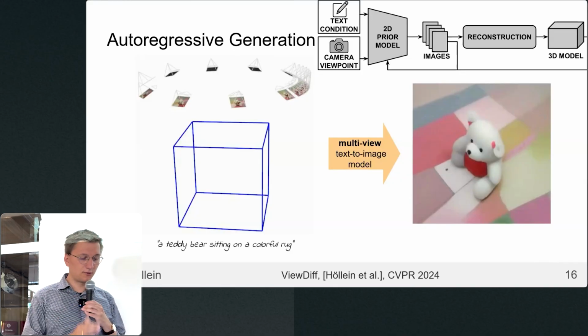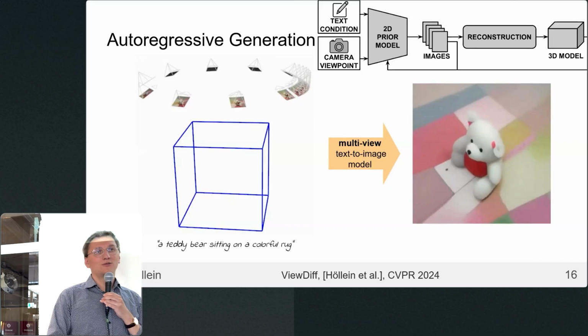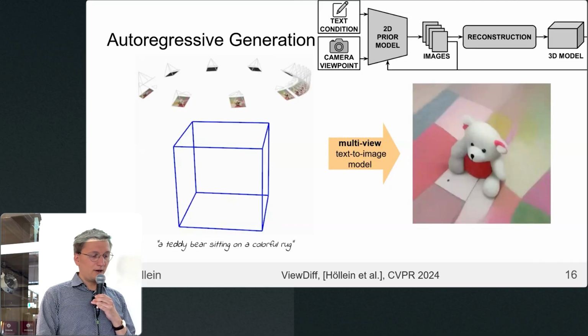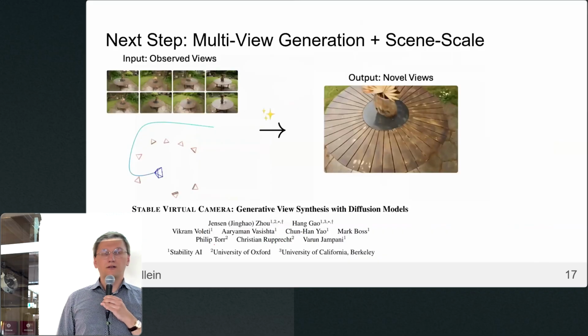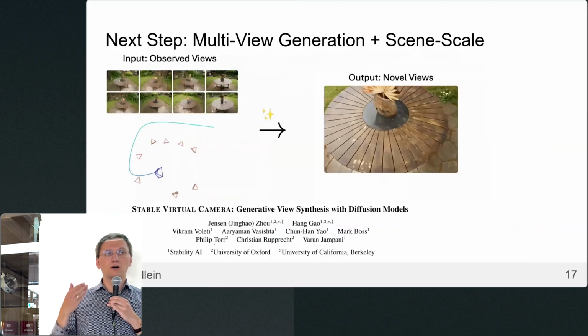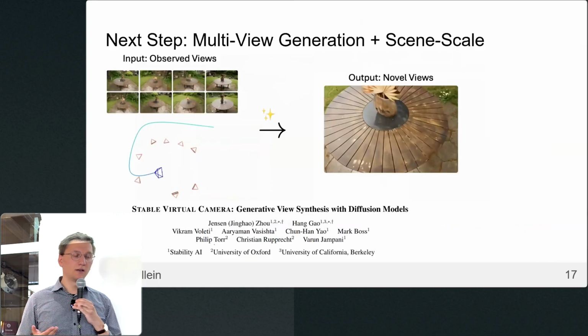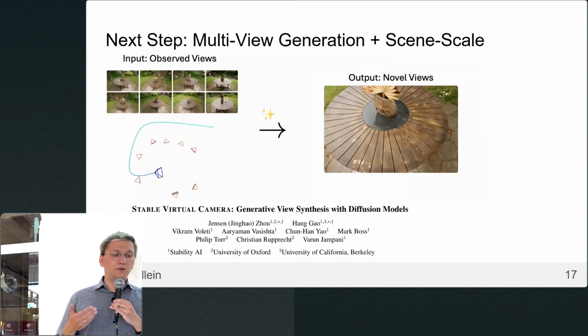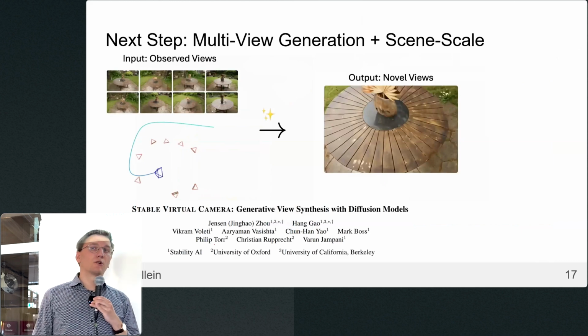And this turns out to be the missing ingredient to make 3D scene generation much better. However, one component was still missing, which is scene scale multi-view generation. So our approach was trained on object scale data, but in order to generate indoor or outdoor scenes, it needs to be a model that is trained on such arbitrary data.